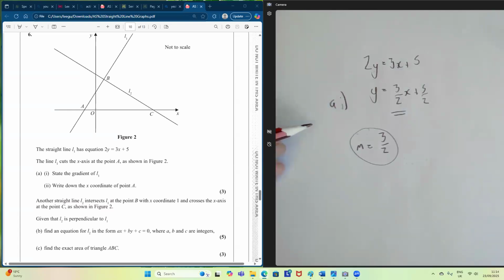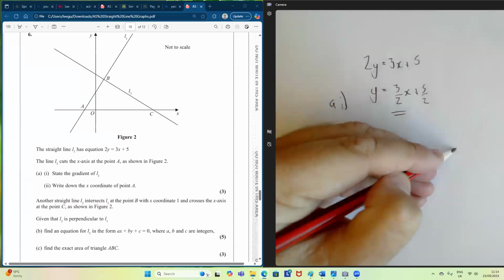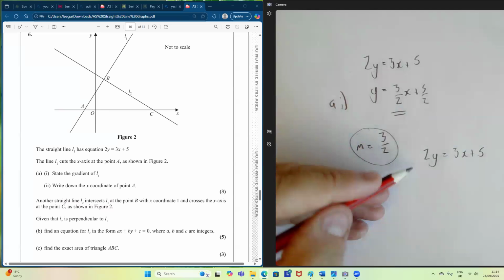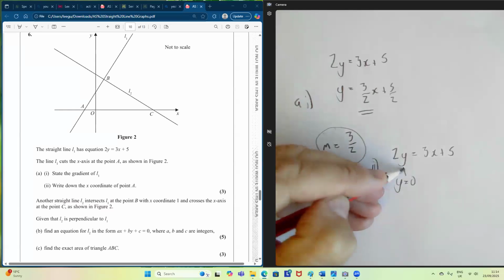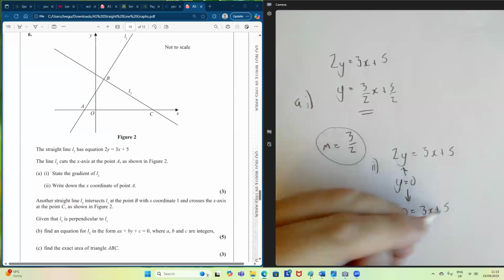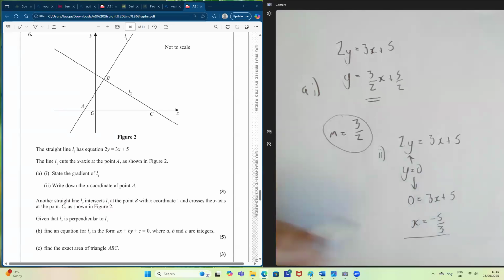Now, part 2, write down the x coordinate of the point A. So the point A is the point at which the line with the equation 2y is equal to 3x add 5 intersects the x-axis. And something intersects the x-axis at the point where y is 0. Okay, so for the second part, we need to say y is 0 in this equation. And that's going to give us 0 is equal to 3x add 5. And therefore, x is going to equal minus 5 over 3. So x is minus 5 over 3. And that's the second part of our question done.